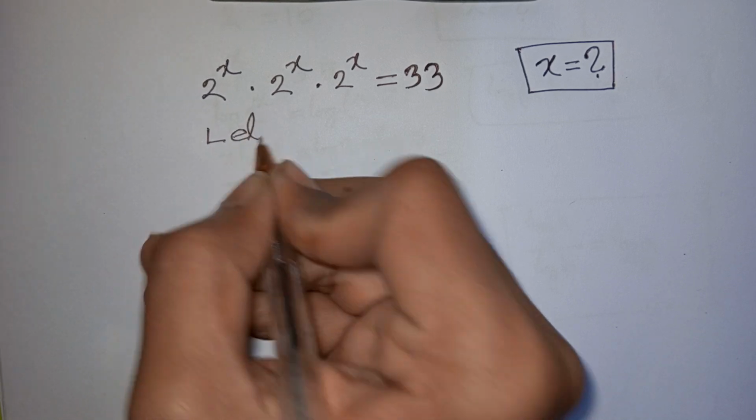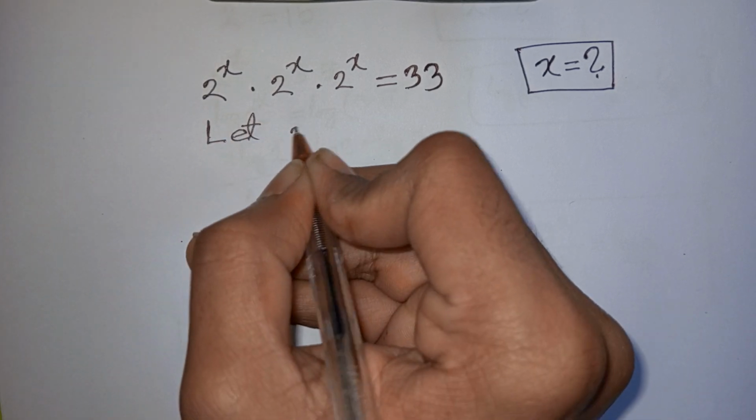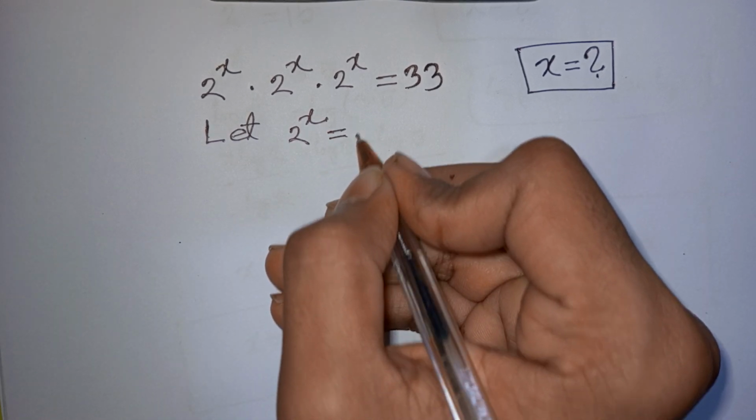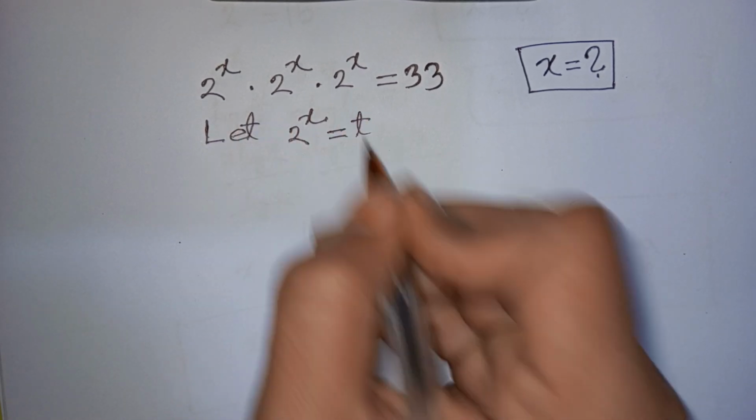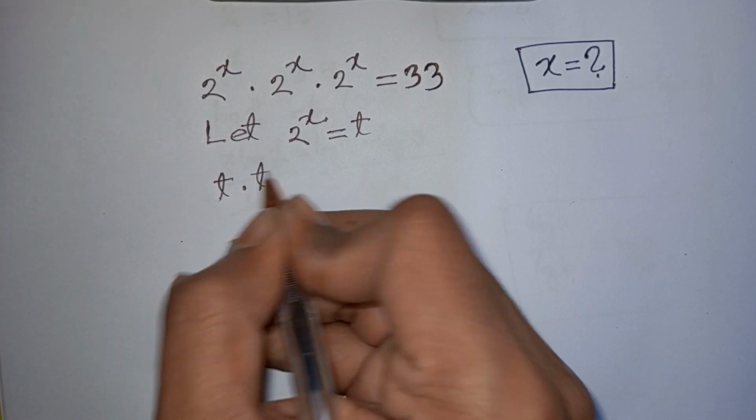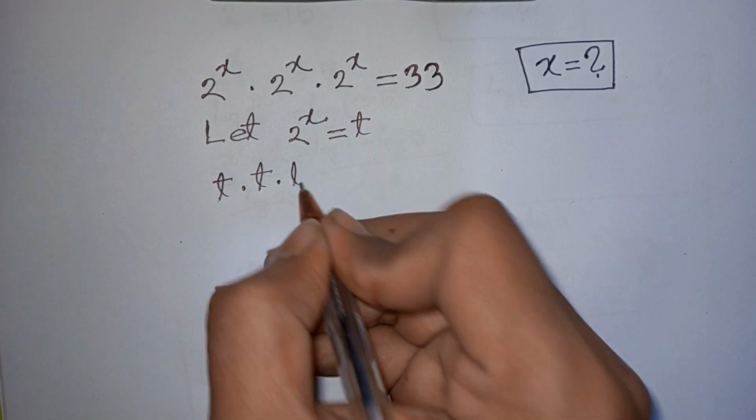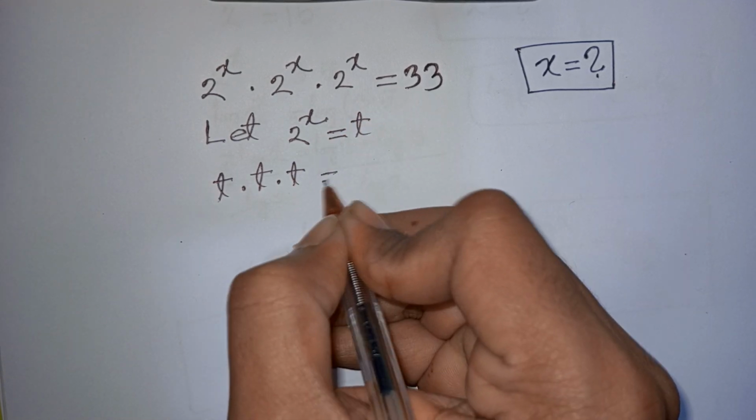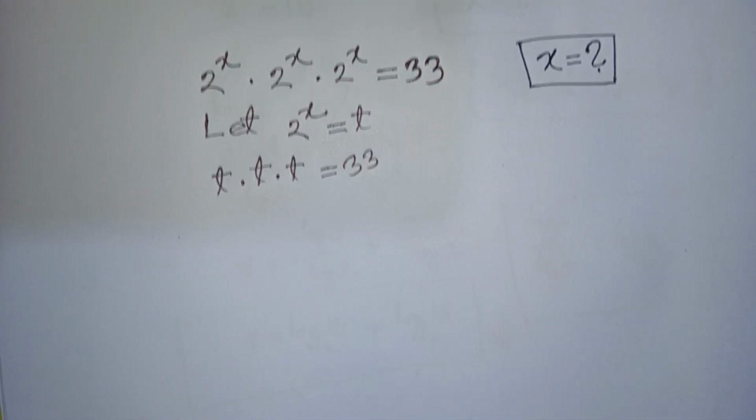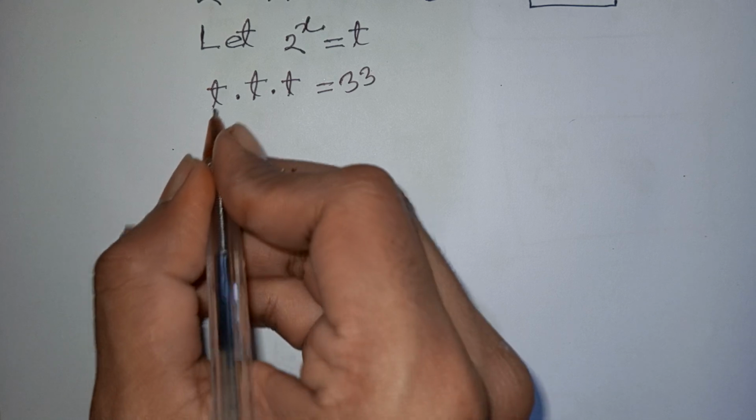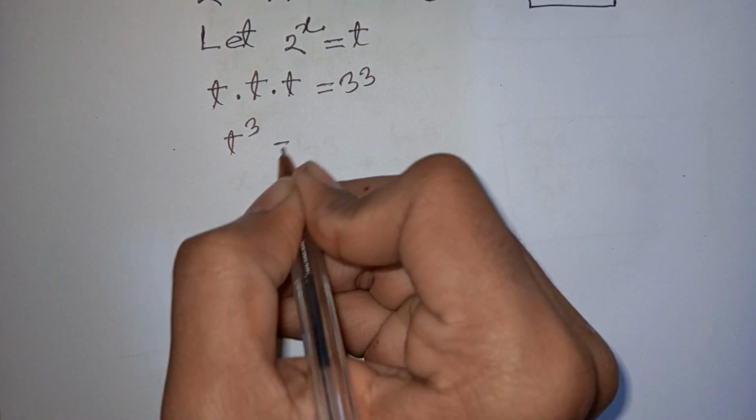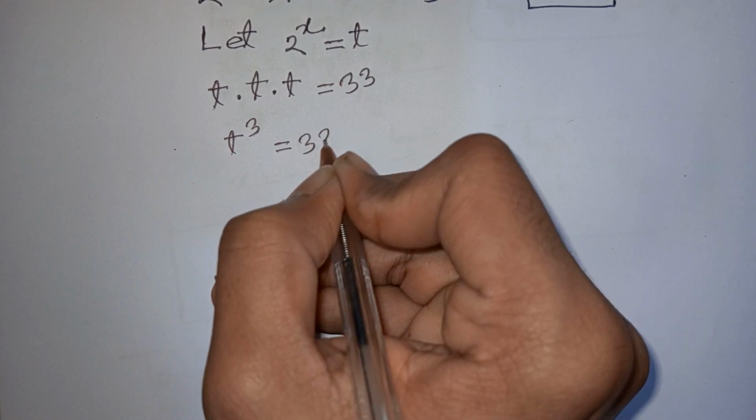So, let 2^x be substituted by t. So, our equation will be t times t times t is equal to 33. Now, t times t times t, that means it will be t cube is equal to 33.